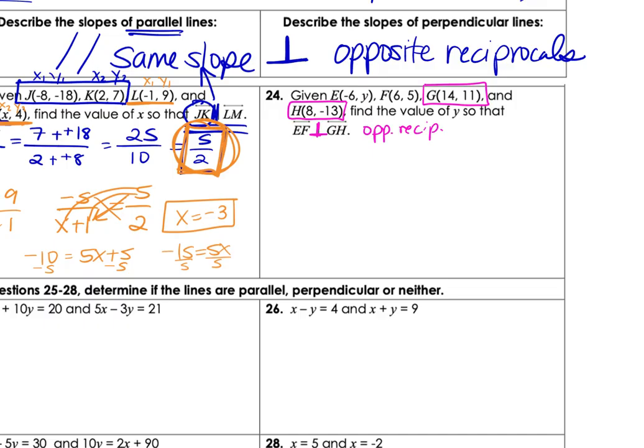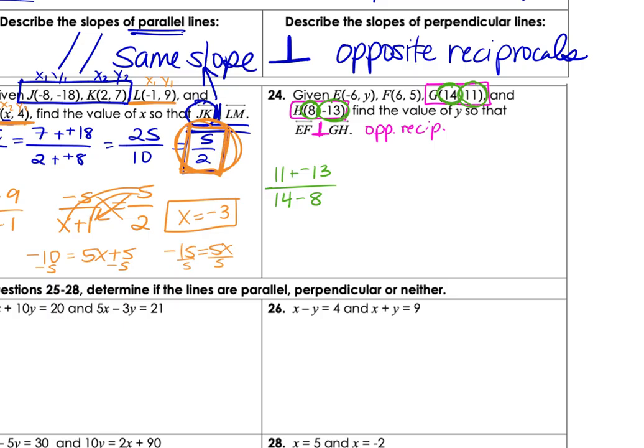All right, so we're going to go 11 minus a negative 13. And then we need to go 14 minus 8, okay? You can go in whichever order you want to go in for your 1s and your 2s. It really doesn't matter. What you cannot do is 11 minus negative 13 and then start at 8, okay? You have to go in the same order for each one.